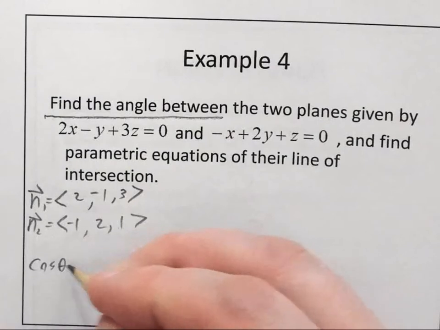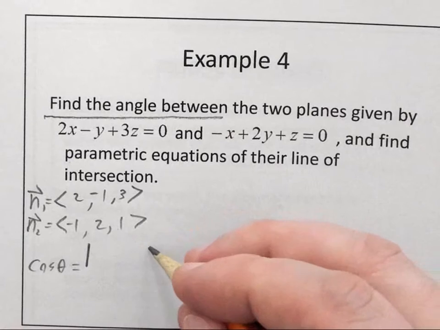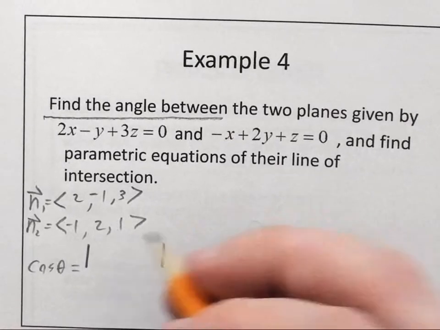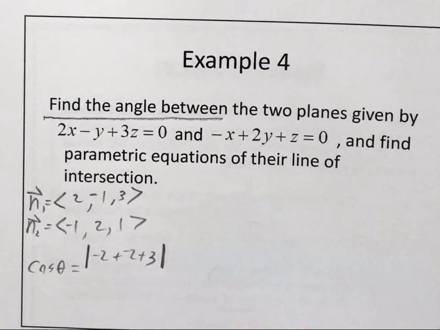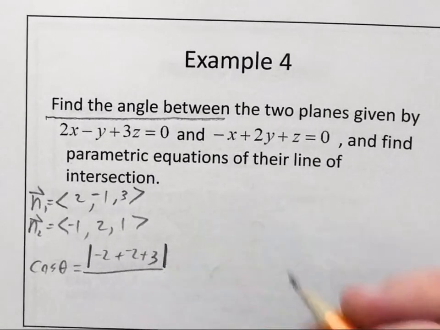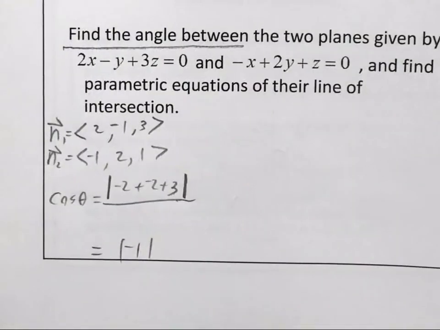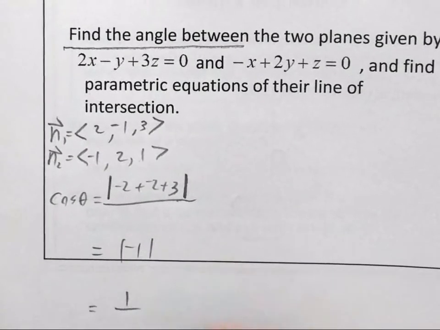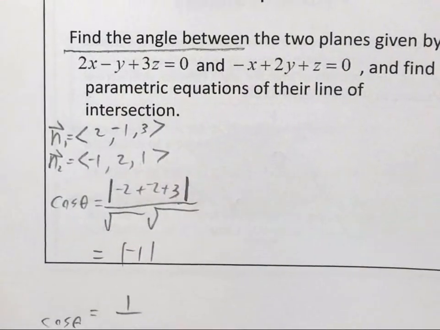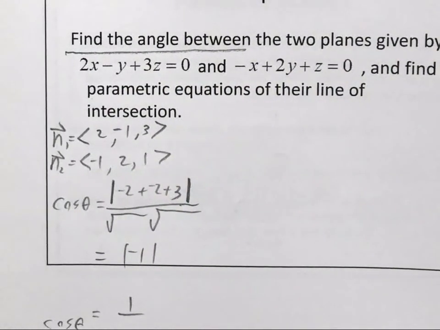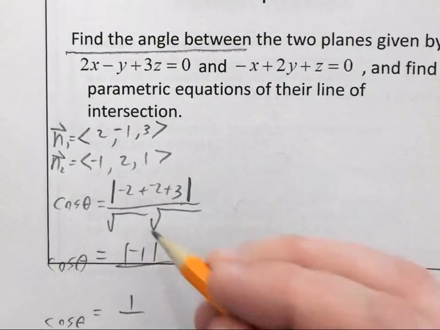So then I just need to use cosine of theta is equal to the absolute value of their dot product. Well, what's the dot product going to be? Negative 2 plus negative 2 plus 3, in other words, negative 1, which turns into 1. So I got 1 there. On the bottom, I have the two magnitudes.